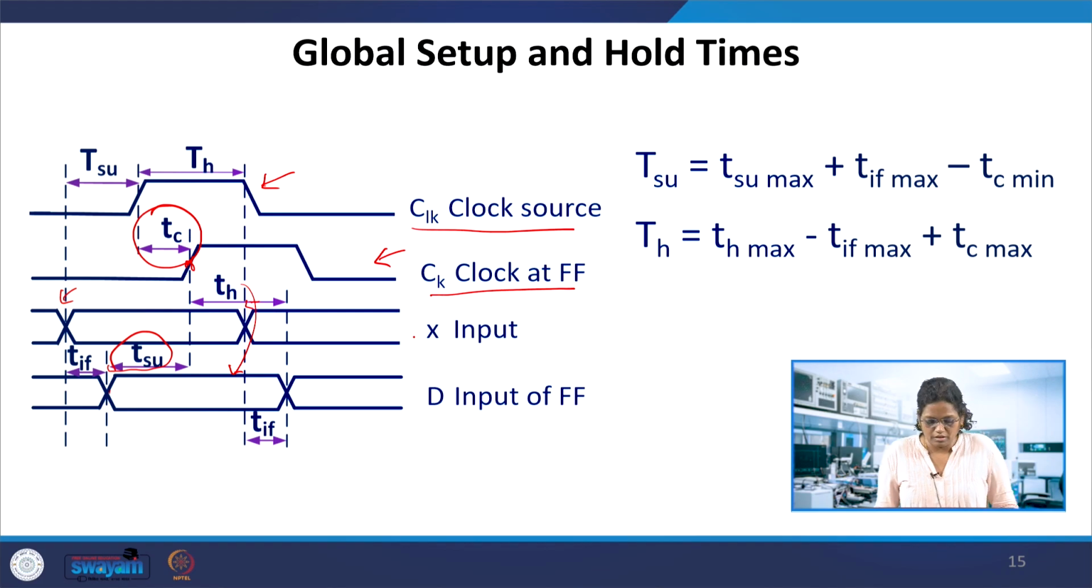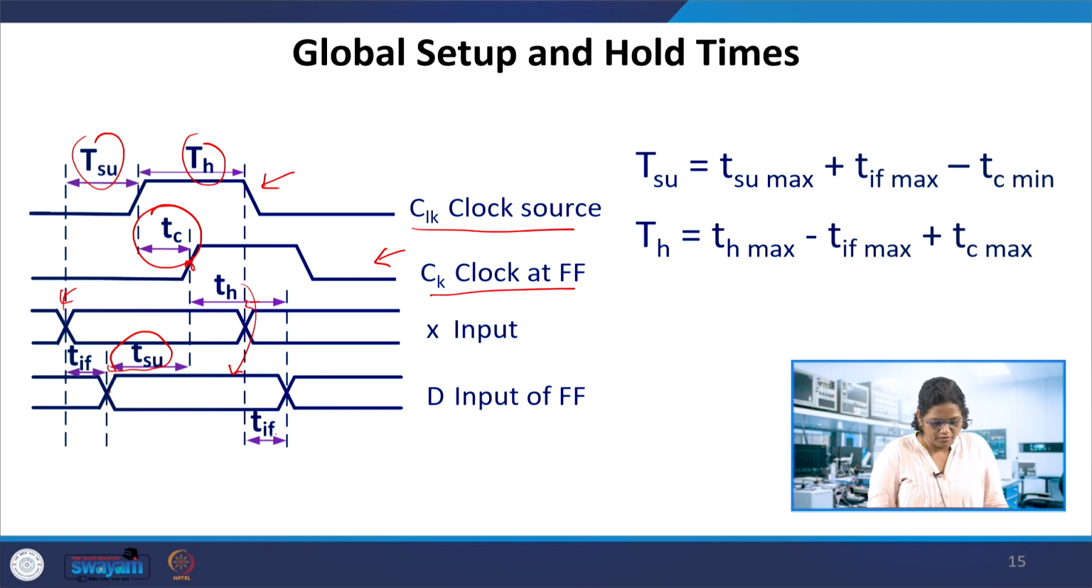This is not the flip flop input, this is the circuit input. So here this input change is seen by the global clock, that is the global setup time. Then the same data input is changing after this, with respect to this clock over here, that is the global hold time. There is a difference between the global setup time and the setup time of the flip flop, similarly between the global hold time and the hold time of the flip flop. So there is a clock delay involved in it.